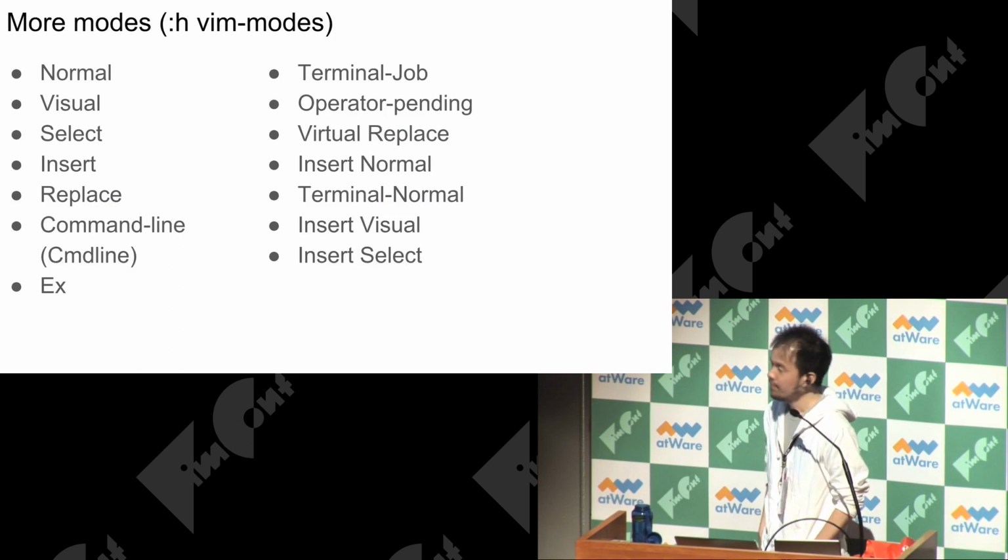I said there are a couple of modes: normal mode, visual mode, select mode, insert mode, replace mode, command line mode, and Ex mode. There are also 7 additional modes. Do you recognize all of them? I don't know, so no worries. Terminal job mode, operator pending mode. This is very important. Virtual replace mode, insert normal mode, terminal normal mode, insert visual mode, and insert select mode. I will not cover all of them. Let's focus on normal mode and insert mode for today.